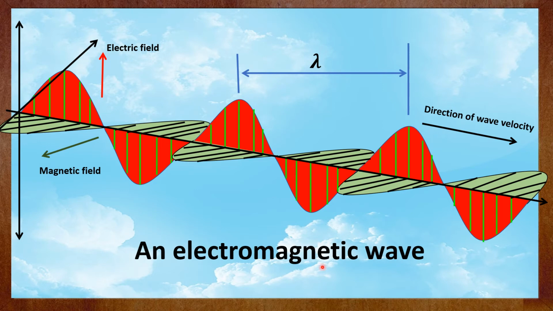So what are the components of an electromagnetic wave? In an electromagnetic wave, we have two components, electric field and magnetic field. Both change perpendicular to one another, and again they are perpendicular to the direction of propagation of the wave. Wave is moving like this, electric field is vibrating like this, magnetic field is vibrating like this.